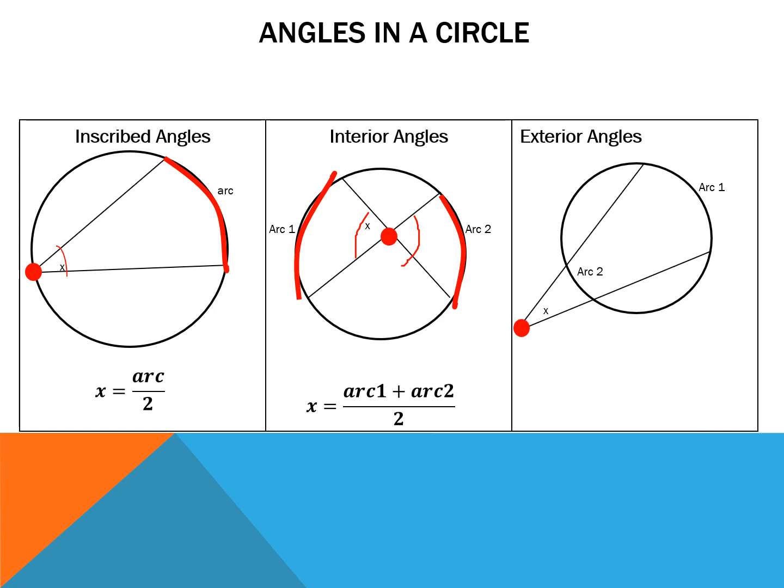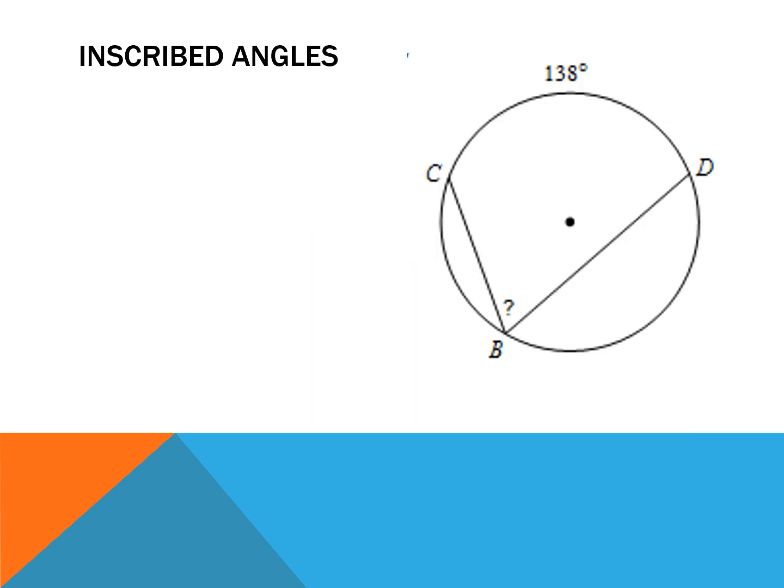For exterior angles, when your vertex is on the exterior of the circle, it's going to look very similar to the other one. It's arc 1 minus arc 2. Order will matter. You have to do the bigger arc first. Arc 1 minus arc 2, and then all of that divided by 2 to get your exterior angle. So now we're going to put those to work.